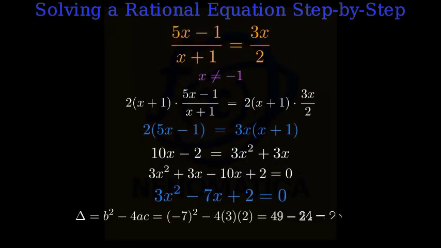Compute the discriminant to confirm we have real solutions. Delta equals b squared minus 4ac. Here a equals 3, b equals -7, and c equals 2. Delta is 25, which is positive, so there are 2 real solutions.